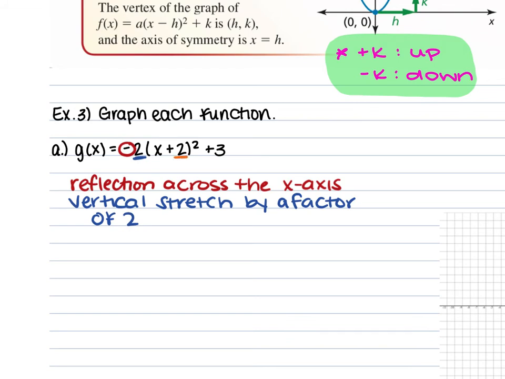Next, on the inside of the parentheses, we have that plus 2. Think opposite. Since it's inside the parentheses, that would give you a negative 2. Negatives are to the left on the number line, so that means that we're going to the left 2 units. Lastly, we have that plus 3. That's our k value. It is positive, so it is what we see. We're going up 3 units.